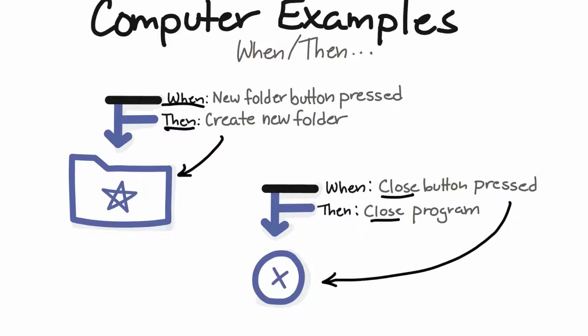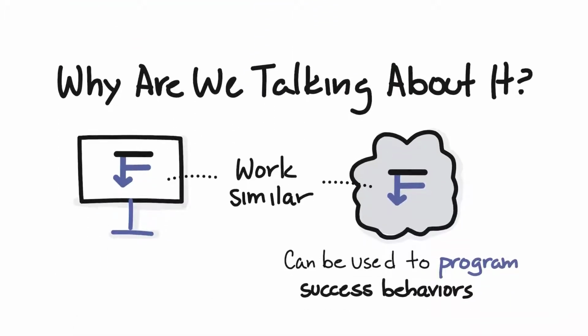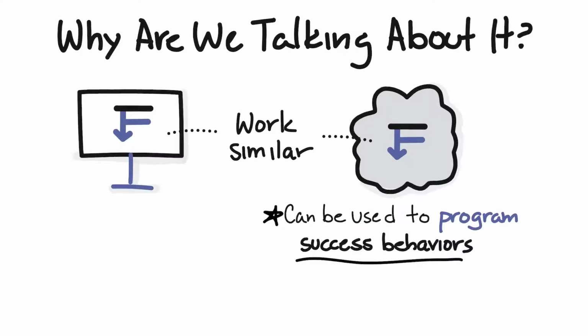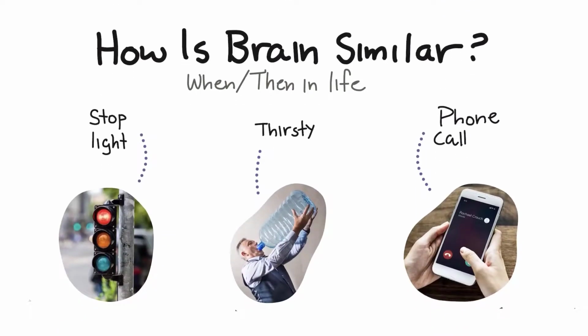So what does this have to do with awesomeness and being awesome? It's because our brains work very similar to this. It uses algorithms structured similar to this to accomplish all sorts of things. And when you know and you understand how this works, you can use it to program your brain to perform successful behaviors fairly easily. So here are some brain-related examples of algorithms at work.